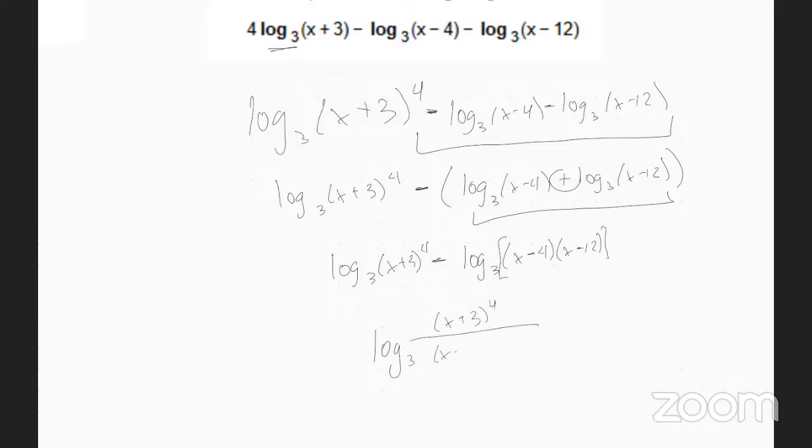Wait, I might have missed that part from maybe my internet, but how did the minus sign between the x minus 4 and x minus 12 turn into a positive? Because I factored it out of both of those. Again, there are other ways you could do it, but that to me is the cleanest way to explain it and to show what you're doing.